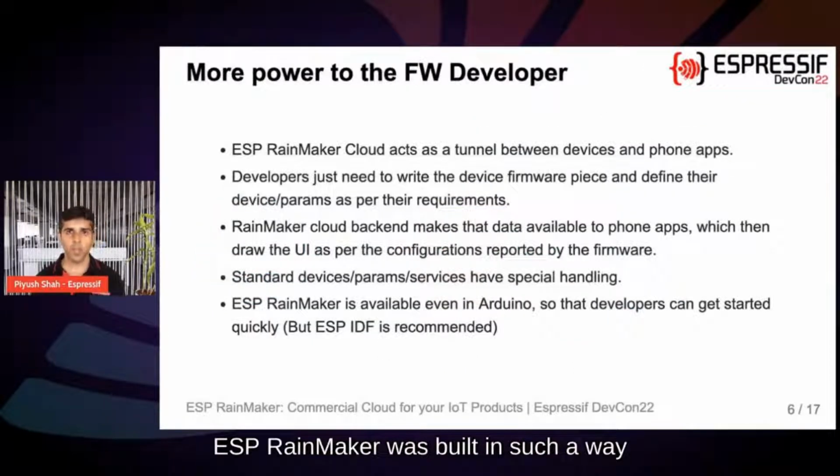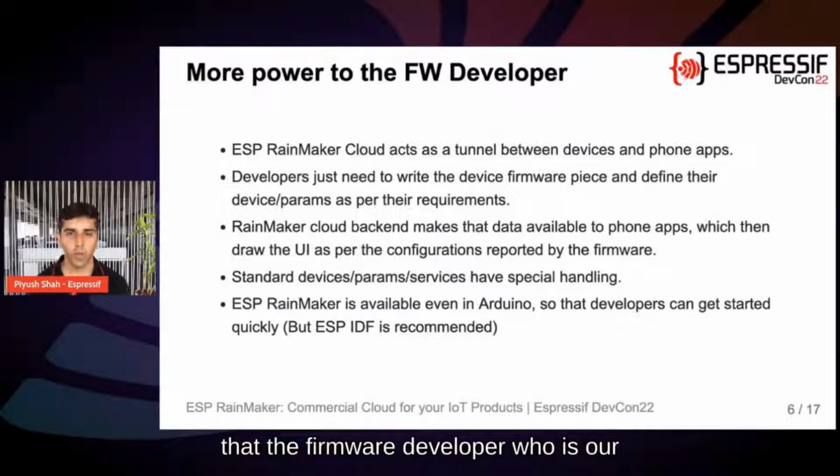So ESP RainMaker was built in such a way that the firmware developer, who is our target audience, would have the most power because the phone apps and the cloud pieces are hard to understand. So we expect that the developer should not have to tinker around the cloud backend or the phone apps, and all the logic would be on the firmware side itself. The cloud just acts as a tunnel between the devices and the phone apps. People can define their products, their parameters and everything on the firmware side, and it would automatically reflect on the phone app.